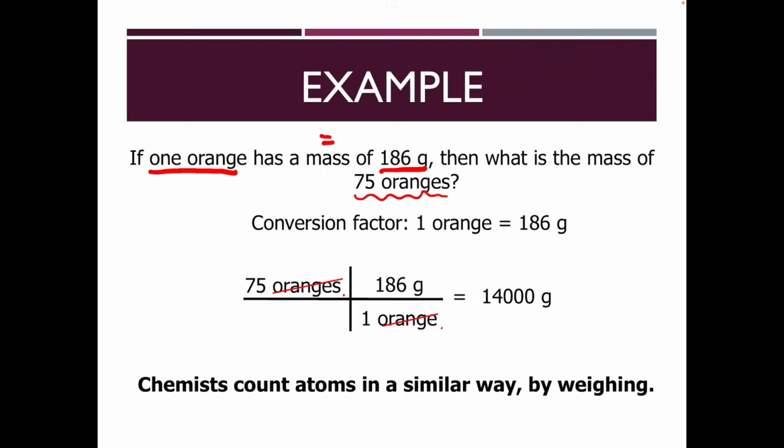Okay, so we do this exact same thing essentially in chemistry. If we know the mass of 1 carbon atom, we can know the mass of thousands of carbon atoms by multiplying their masses just like we've done here.